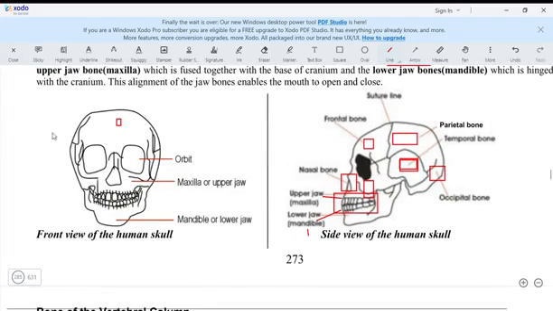Now from this skull here, we can see that there is something we call the orbit. Orbit is the eye socket. The eye socket where the eyes are fitted into is called orbit. Then we have seen maxilla, the upper jaw, and the mandible, the lower jaw. Those two are holding our teeth.